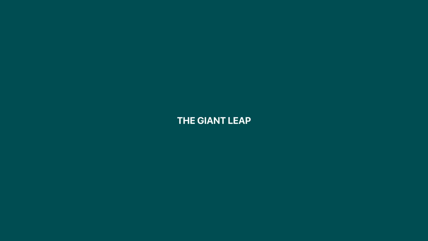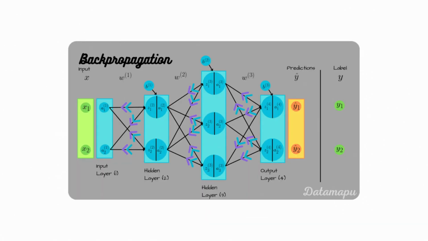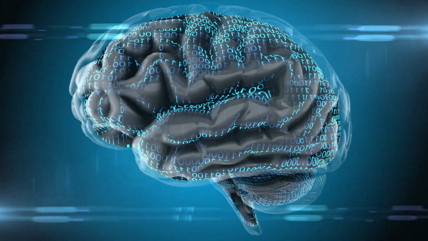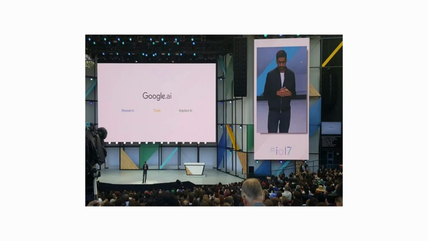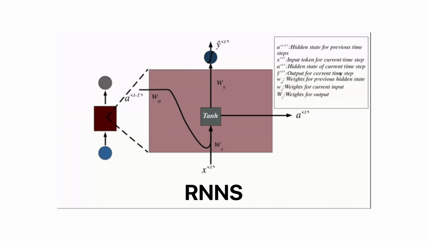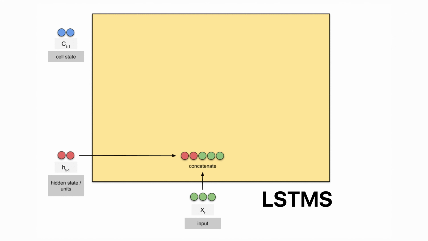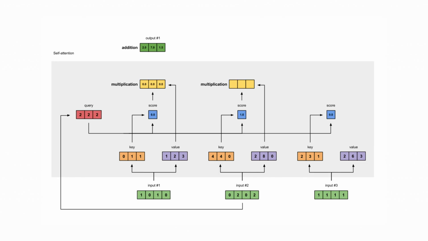And finally, the giant leap, the transformer. If gradient descent is the learner and backpropagation is the teacher, the transformer is the brain structure that made modern AI possible. Introduced by Google in 2017 in the paper "Attention Is All You Need," the transformer flipped how AI processes information. Before it, models like RNNs and LSTMs read text one word at a time, like reading through a straw. Transformers read everything at once, then figure out what's important using a mechanism called attention.